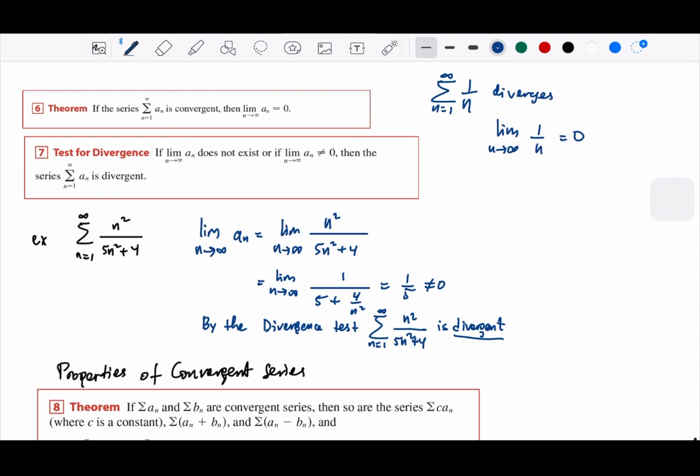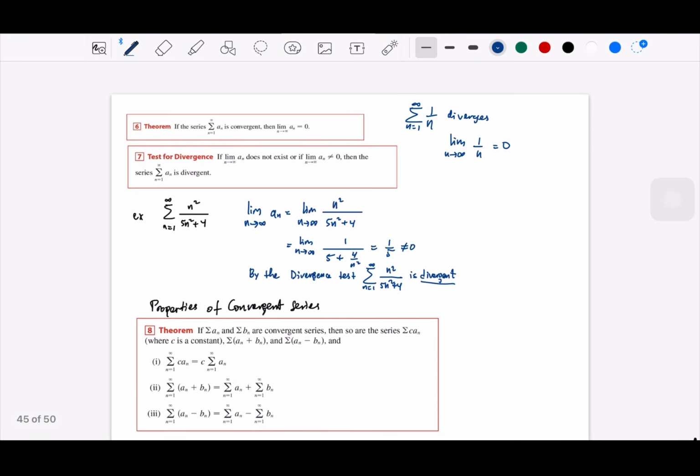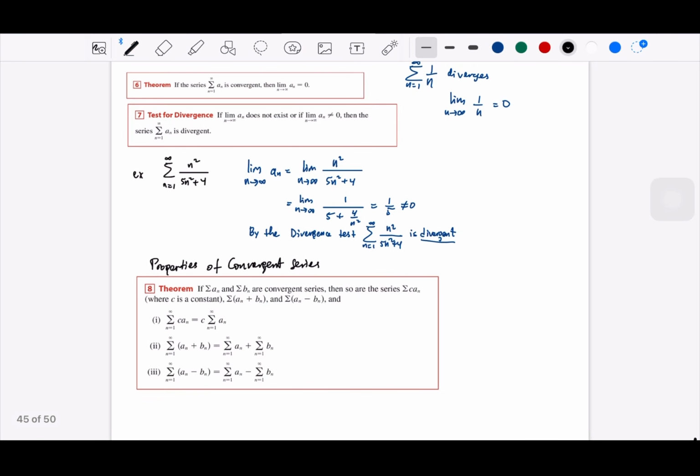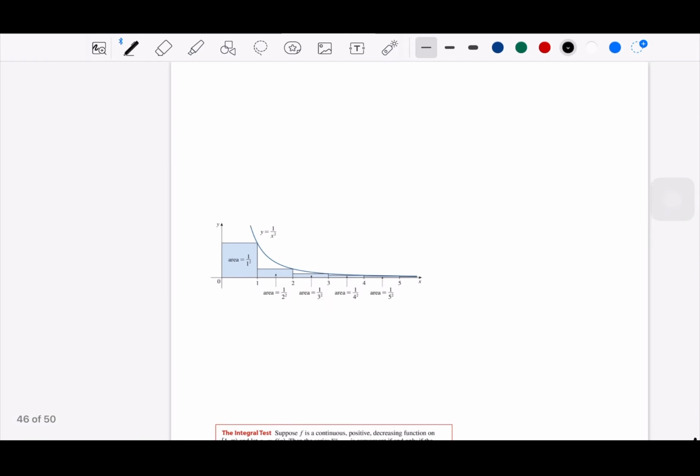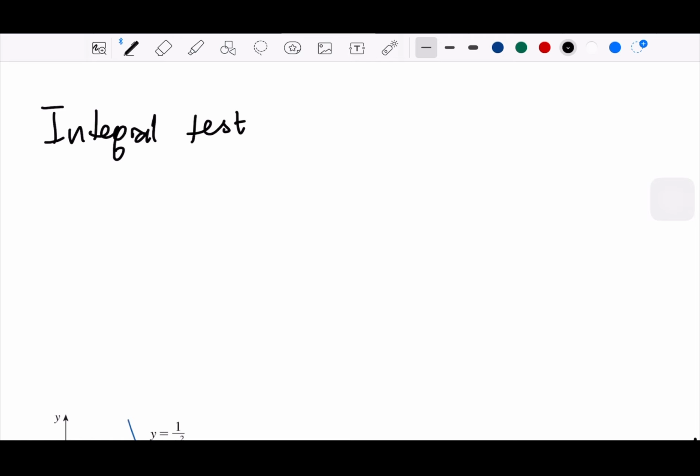Okay. Now we are going to look at the next section, which is the integral test. Let me move this to a new page. Okay. So let me write here: integral test.